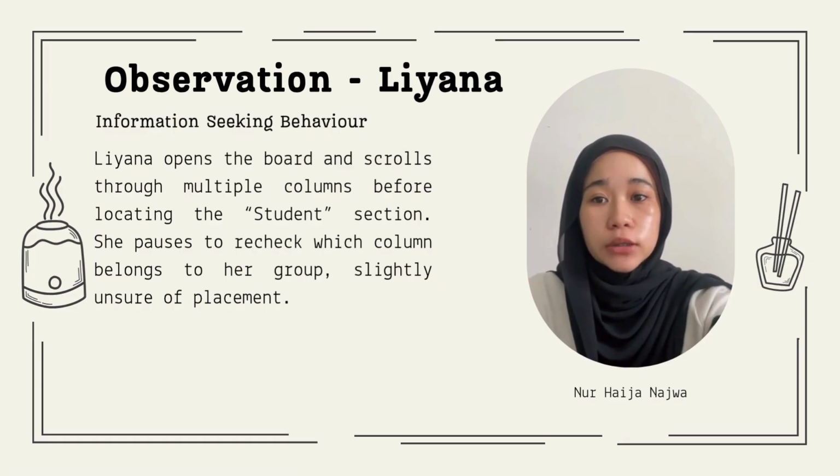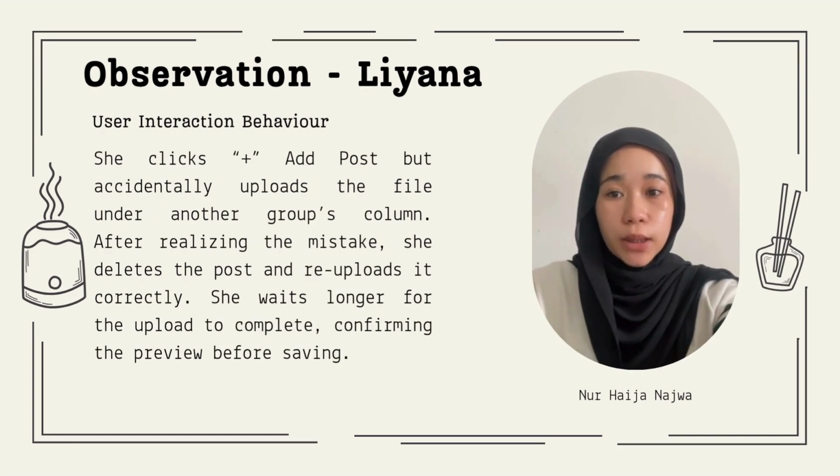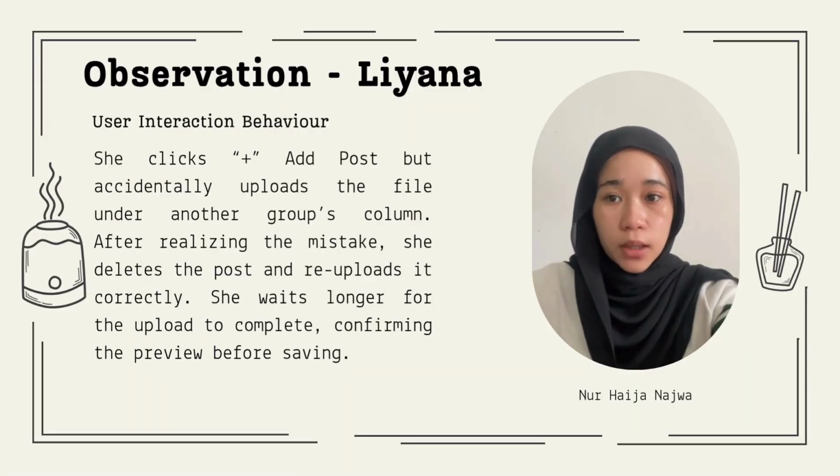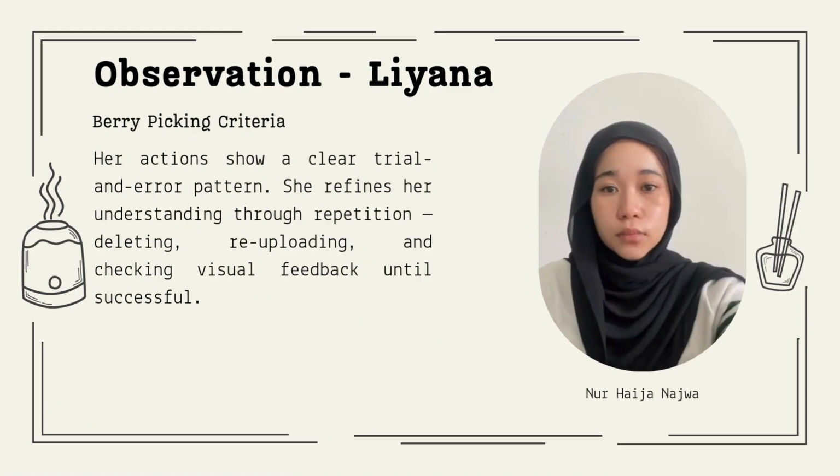Liana opens the board and scrolls through multiple columns before locating the student section. She pauses to recheck which column belongs to her group, slightly unsure of placement. User interaction behavior. She clicks plus Add Post but accidentally uploads the file under another group's column. After realizing the mistake, she deletes the post and re-uploads it correctly. She waits longer for the upload to complete, confirming the preview before saving.